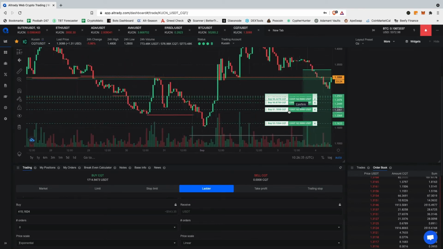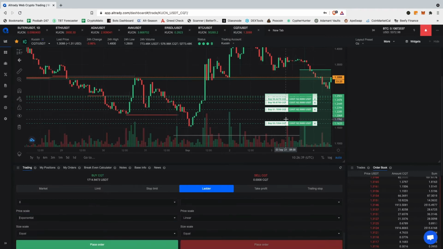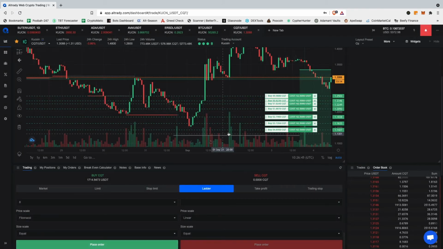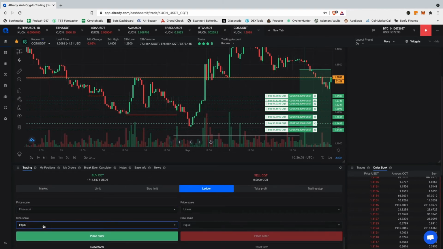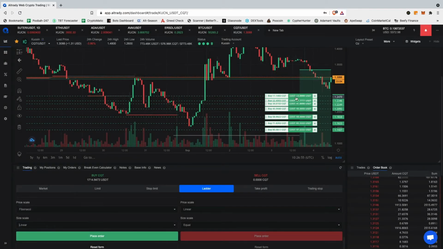It's not like this is on the price scale. So it's still the similar one, and Fibonacci is like this. Again, the prices are similar. Okay. Now, when you go to the size scale, you say linear. It starts with the least and then slowly adds up, adds up, adds up.